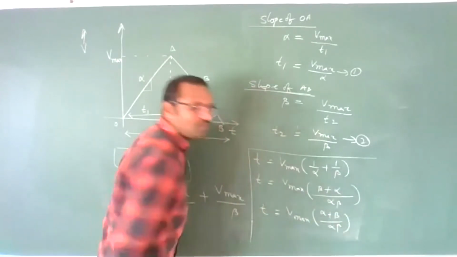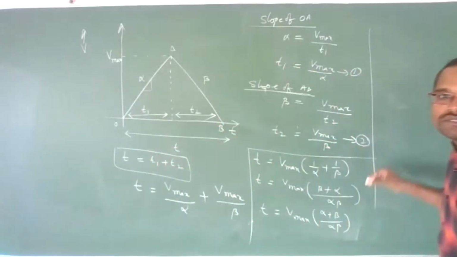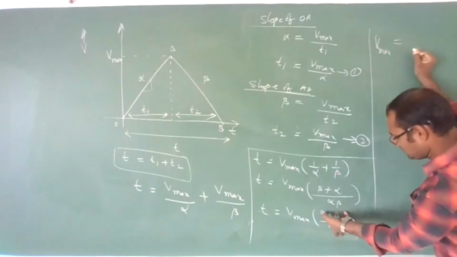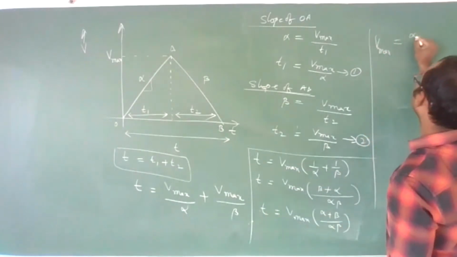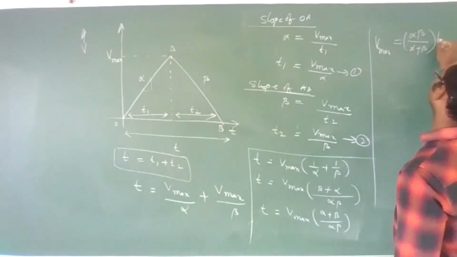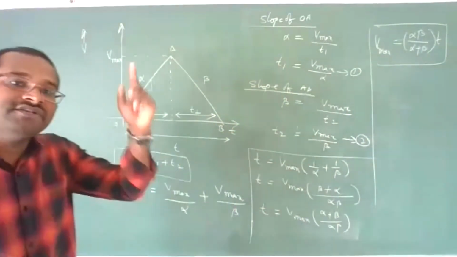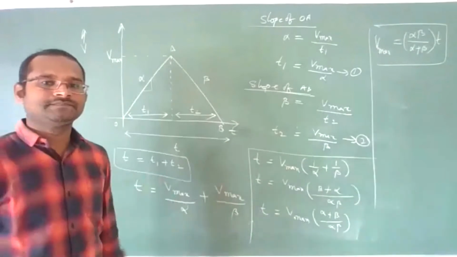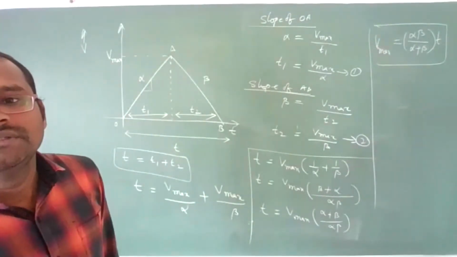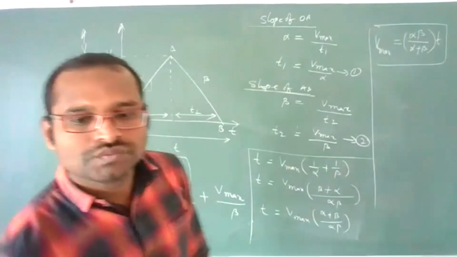Yes, we can write. Then what is V maximum, sir? V maximum is equal to, this will go that side. It will become alpha into beta by alpha plus beta into total time. This is the formula. If you remember this formula, then you can solve the previous question directly. Copy this, very important. You can get this type of questions repeatedly in your objective.